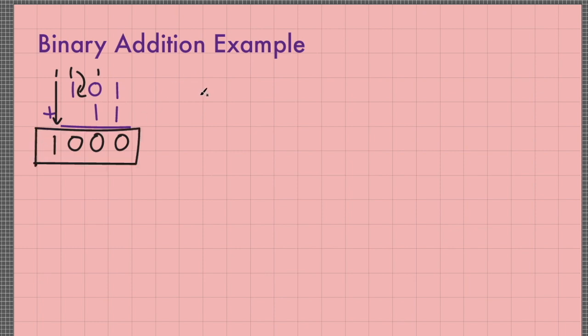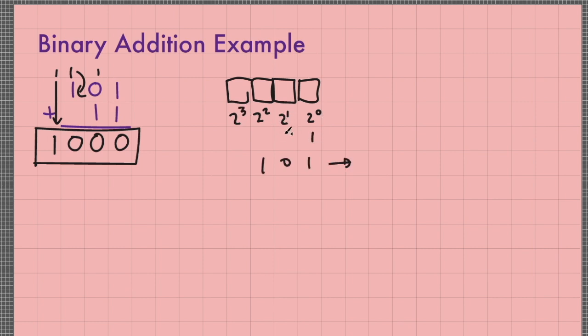Let's try to convert the addends into decimal form and also the final answer to verify if our answer is correct. So if this is the least significant bit and this is the next significant bit, this is the third bit and this is the fourth bit, this position has a weight of 2 raised to 0. This one has a weight of 2 raised to 1. This position has a weight of 2 raised to 2 and this position has a weight of 2 raised to 3. 2 raised to 0 is 1, 2 raised to 1 is 2, 2 raised to 2 is 4, 2 raised to 3 is 8.